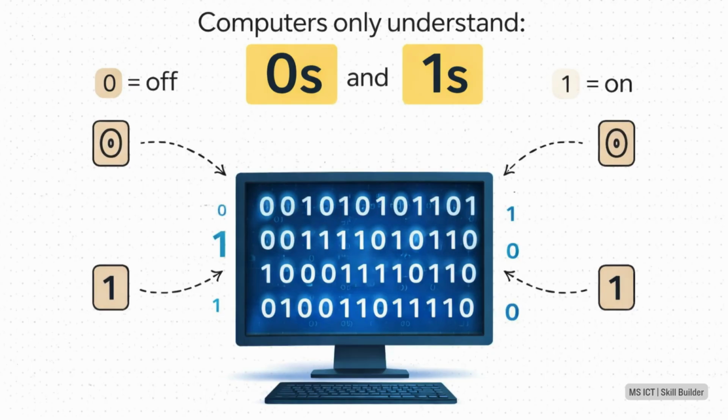And this right here, this is the entire universe for a computer. Seriously. For a machine, everything, and I mean everything, boils down to a huge number of tiny little switches that are either off, which is a 0, or on, which is a 1. That's it. That is the whole language it knows.